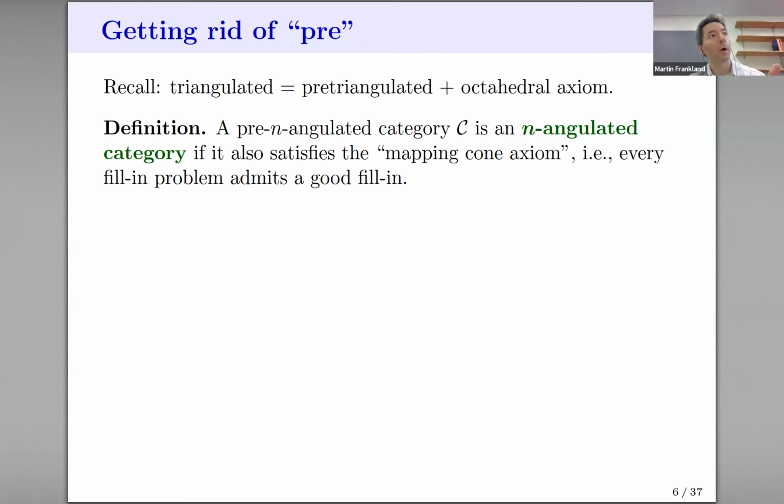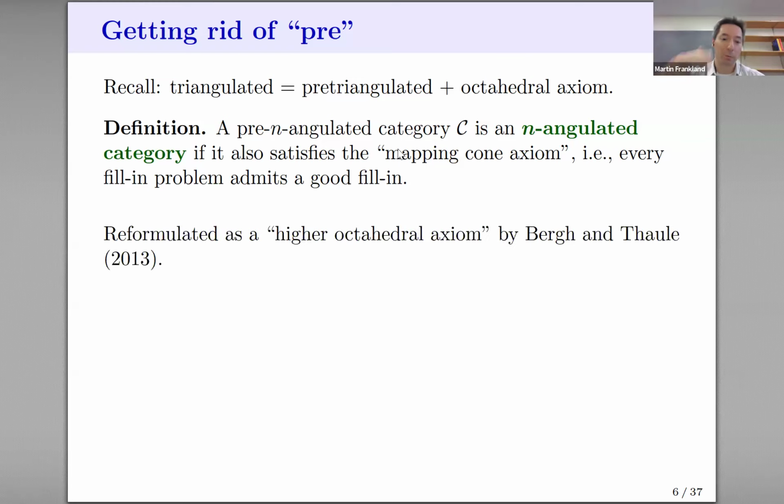Now, if you remember Neeman's work, he noticed that the octahedral axiom is equivalent to saying that any one of those fill-in problems admits a good fill-in, which means that the mapping cone is still distinguished. You can use that as your definition of that axiom, and that was the original definition. But then it was reformulated by Peter Berg and Marius Thaule in a way that's more reminiscent of the original octahedral axiom of Verdier for triangulated categories.